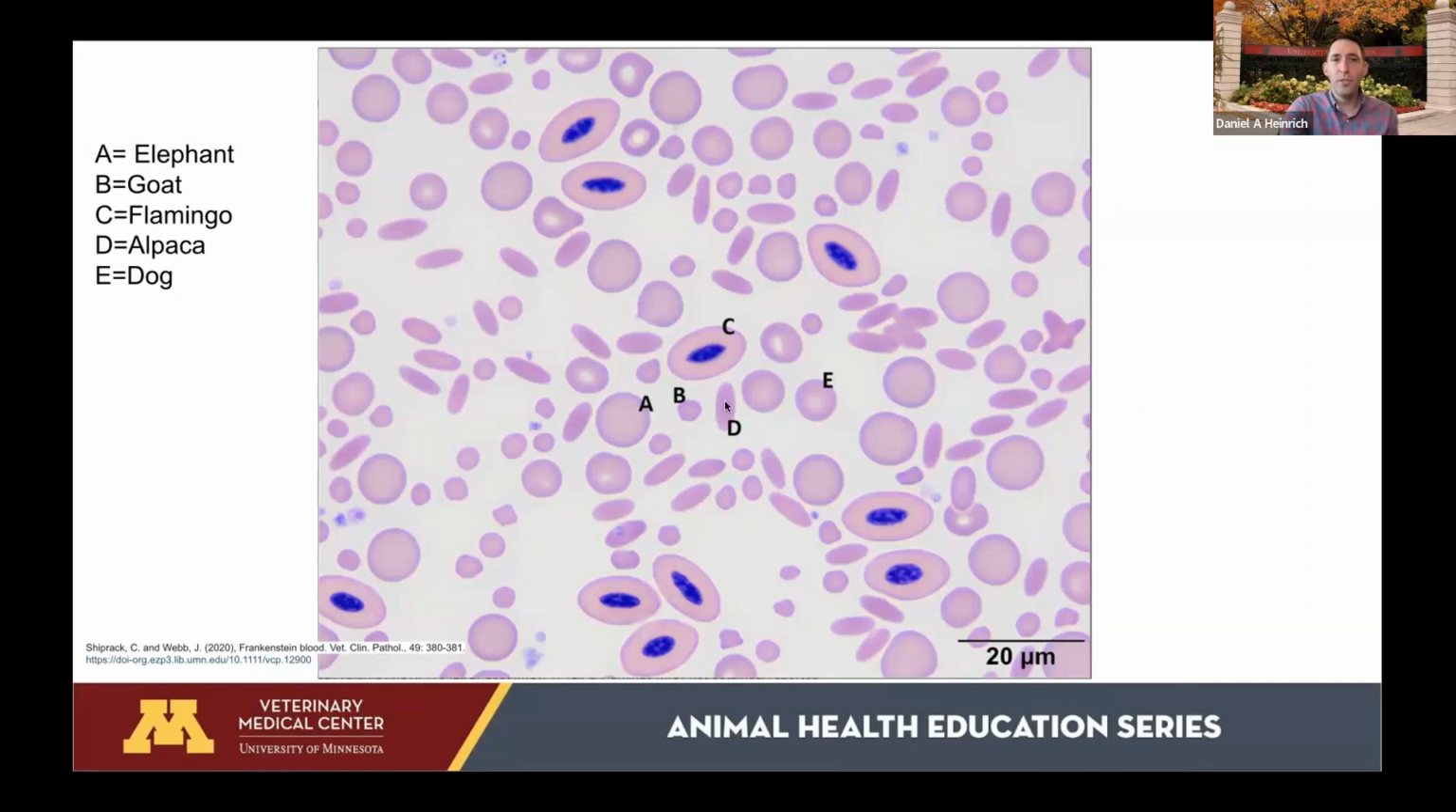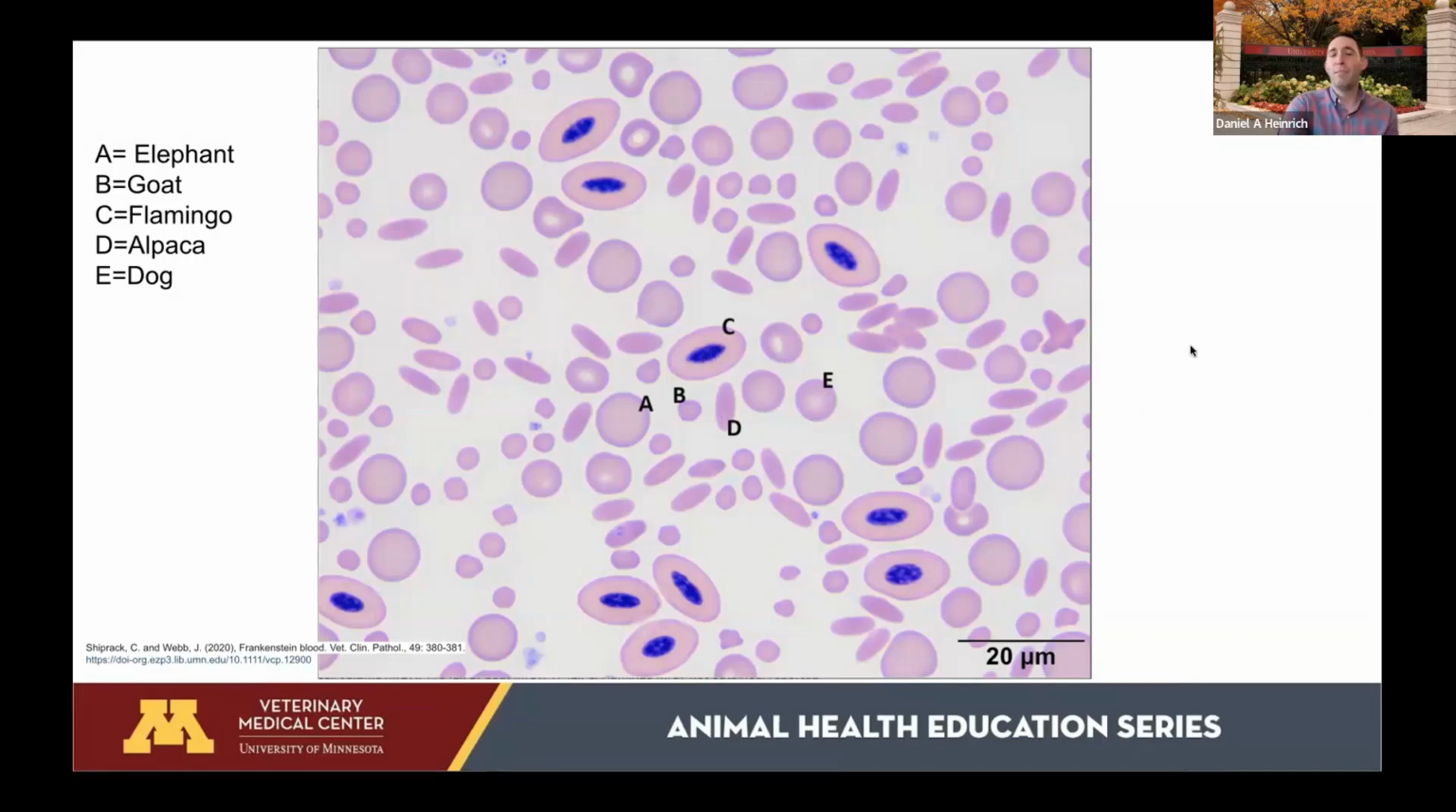This little oval shape is an alpaca. This is a dog. And then this is from a flamingo. So birds, reptiles, and amphibians have what's called a nucleus in their red blood cells. Mammals lose that nucleus.